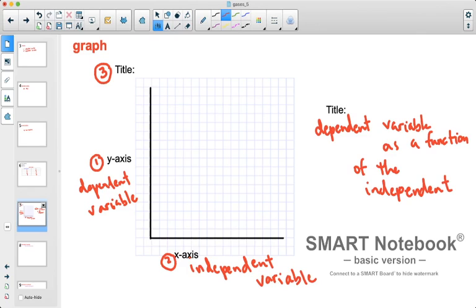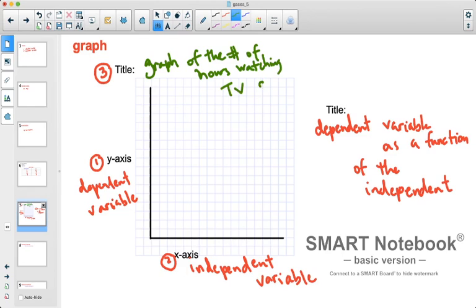So if we think of the experiment or the fake chart that we just made in the last slide, we can say that the actual title of our graph might be graph, and some people actually just write the word graph, of the number of hours watching TV. Some people write versus. We can write down as a function of age. So our title has our dependent variable first and has our independent variable afterward.